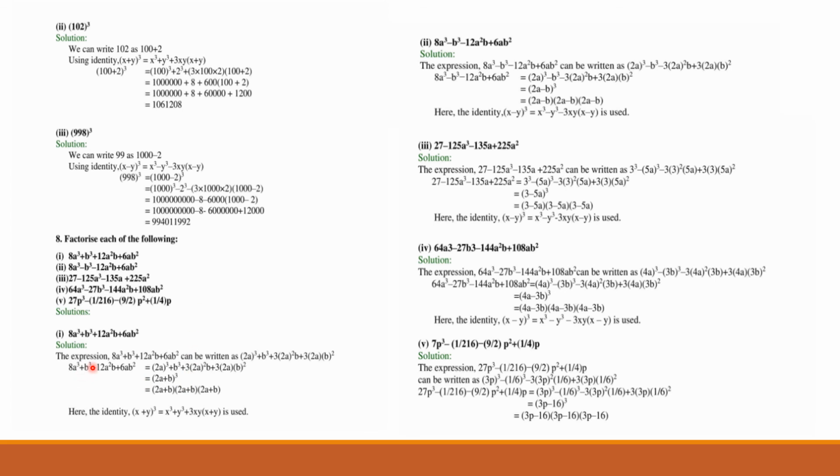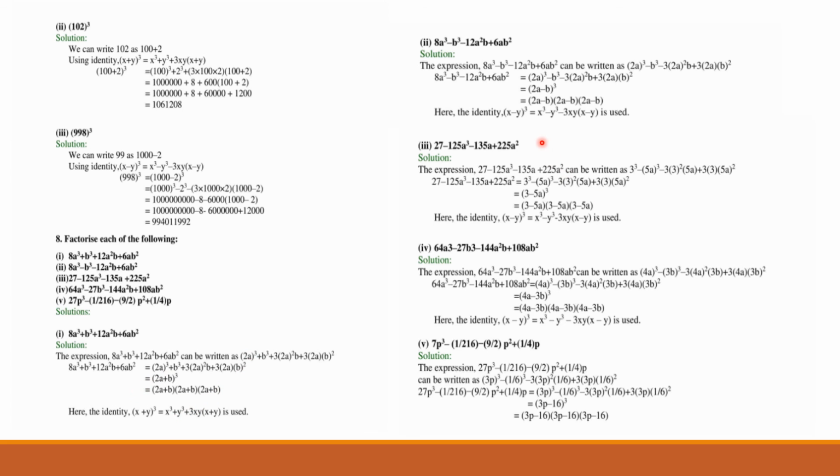Just see, 8a cube can be written as 2a whole cube. b cube is written as b cube, then 3 into 2a square into b, then 3 into 2a into b square. In the same way, we have split it up. Now, this is equal to 2a plus b whole cube. When you cross check it and correlate it with the identity written here, you can find your answer.